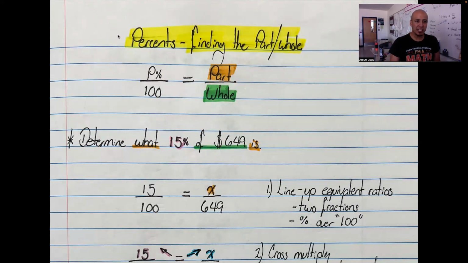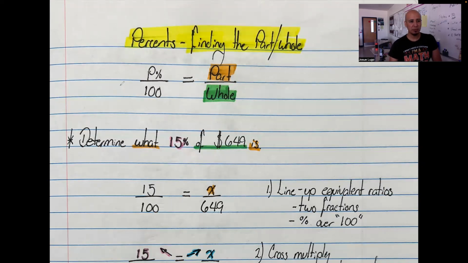Now, please take special note of this pattern, of this template that we see up here. Notice that it should look similar. We have two fractions, and one of those fractions is for the percentage. And remember, a percentage or a percent can always be expressed as a number over 100. So that is that ratio, a number over 100. And that will be equivalent to a ratio made up of the part over the whole. All right, so let's begin with an example.